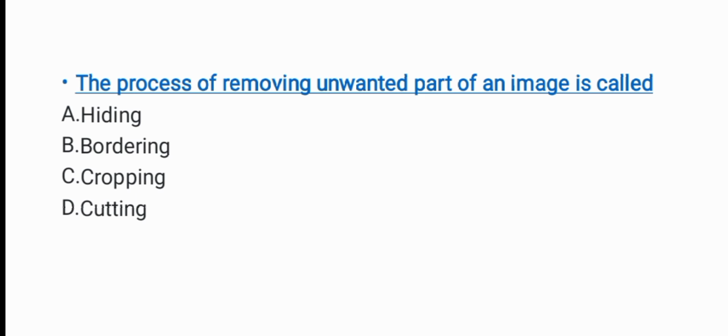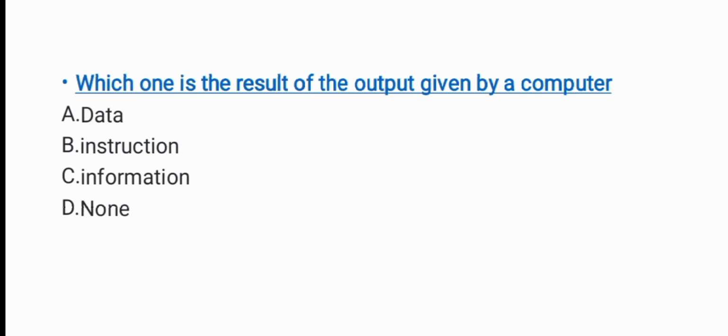The process of removing unwanted part of image is called hiding, bordering, cropping, cutting. The correct option is option C, cutting. Cropping. Which one is the result of the output given by a computer? Data, instruction, information, none of these. The correct option is option C, information. The result given by the computer is information.